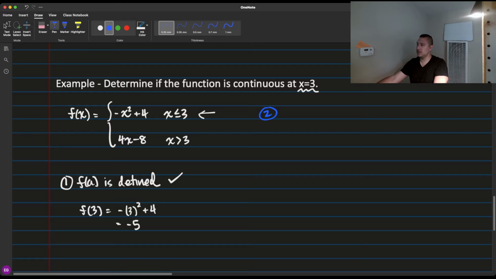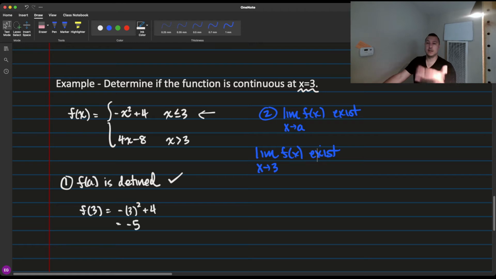Okay, let's look at criteria 2. We need the limit as x approaches a of f of x to exist, which means we need the limit as x approaches 3 of f of x to exist. Now, when does a regular limit exist? When the two one-sided limits exist. And that's important here because it's a piecewise function, right? If you're approaching from the left, you're going to use this function, minus x squared plus 4. But if you're approaching from the right, you're going to use this function, 4x minus 8. So we need to see if those two things are equal to each other.